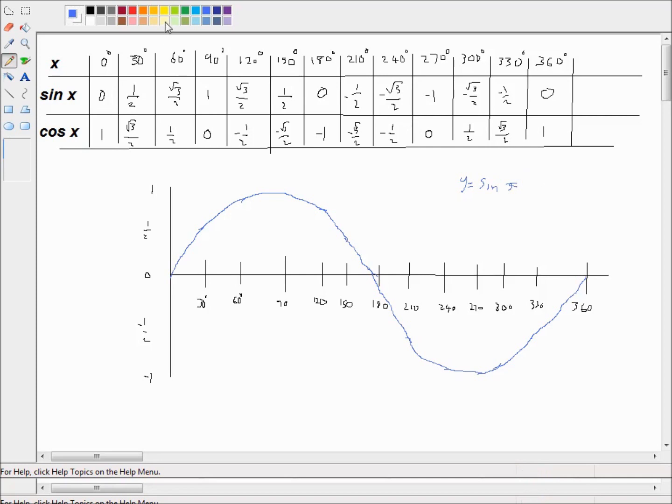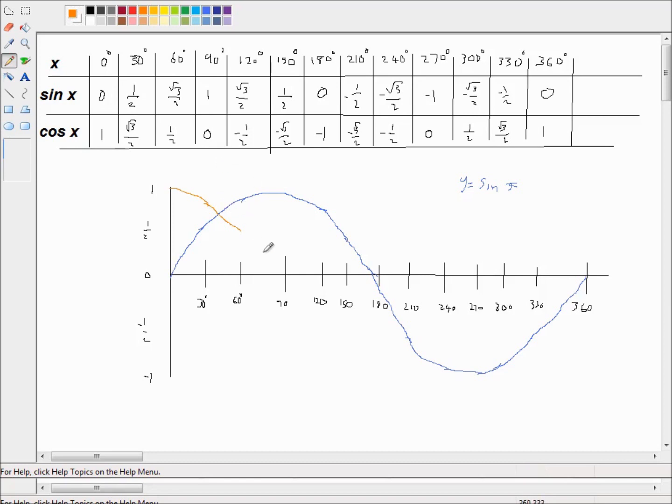I'm going to pick another colour. I'm going to pick something that looks vaguely red, and we can do our cosine. Now our cosine at 0 starts at 1, and then it goes down to root 3 over 2, which is not far from 1, so it probably looks something a bit like that. And then at 60 degrees the cosine is a half. Now a half is down here. So we're looking at something like that.